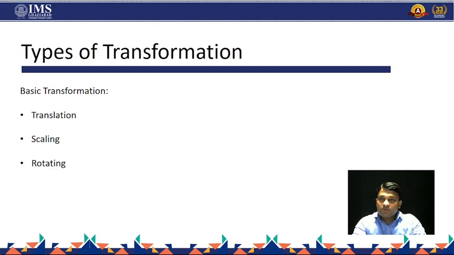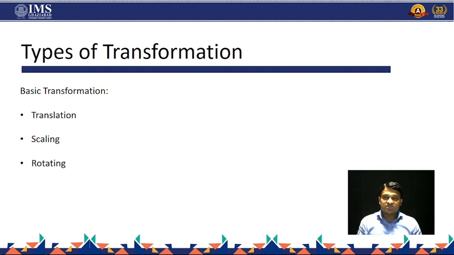Now, considering further, there are some types of basic transformation. Transformation is divided into various sections, such as traditional transformation, 2D transformation, 3D transformation and many more. But 2D transformation is basically called the basic transformation, which encapsulates three main types of transformation within it: translation, scaling and rotation.